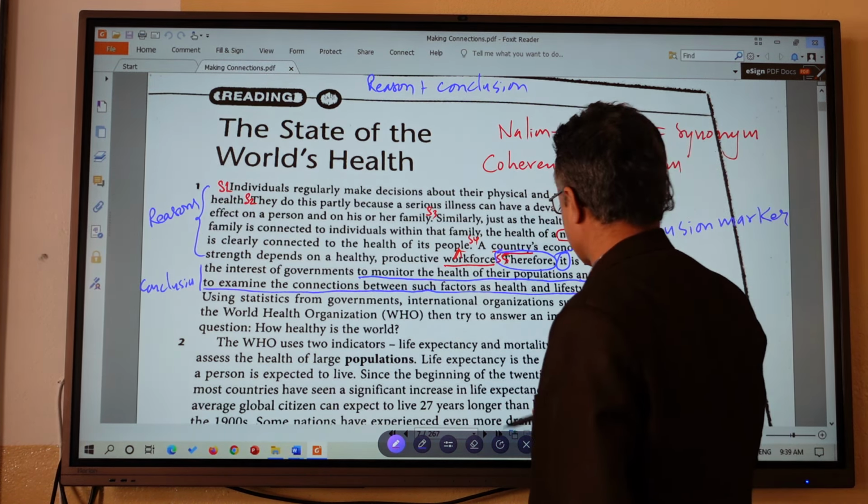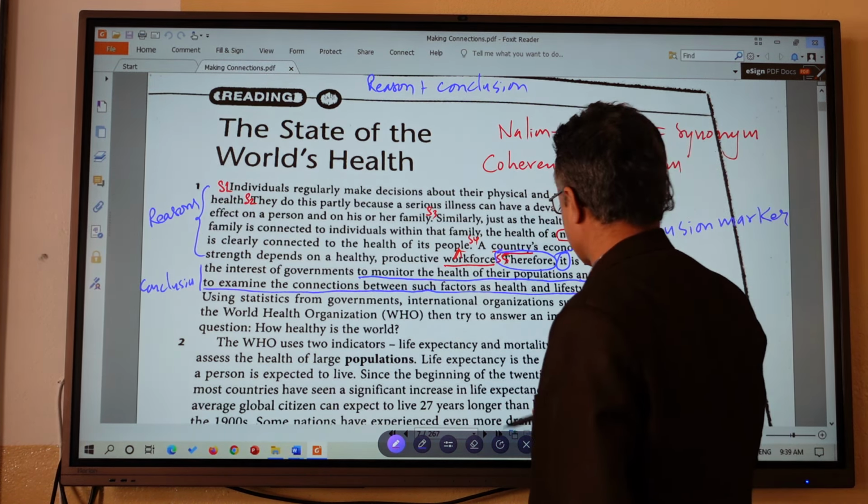S1, topic sentence, right? S2, supporting detail 1, right? S3, supporting detail 2, right? S4, supporting detail 3, right? S5, conclusion based on S2, S3 and S4. Conclusion, right?